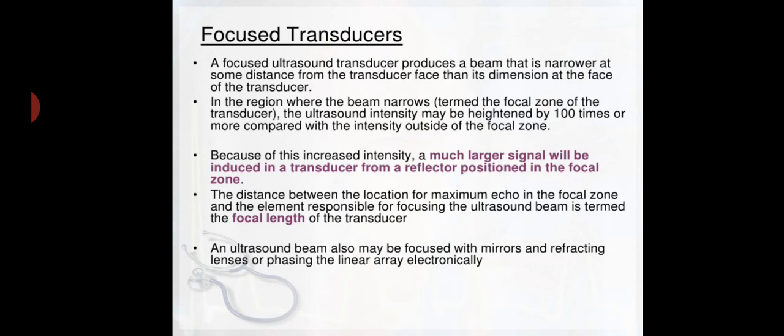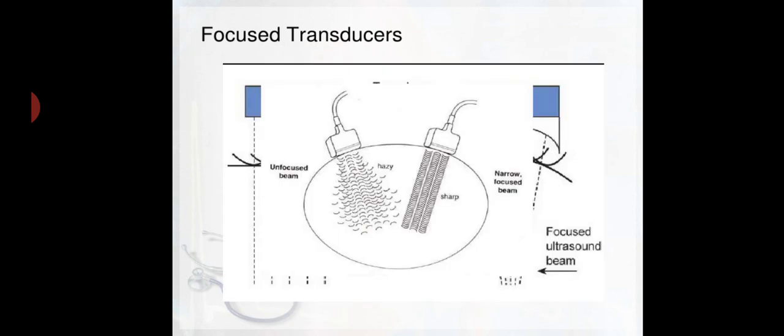An ultrasound beam also may be focused with mirrors and refracting lenses or by phasing the linear array electronics. In some of the focus transducers, sonic beams can be focused with either a curved piezoelectric crystal or with an acoustic lens. The lens material, usually polystyrene or an epoxy resin, propagates sound at a greater velocity than the body tissues, so the sound is refracted or bent towards a point in space.